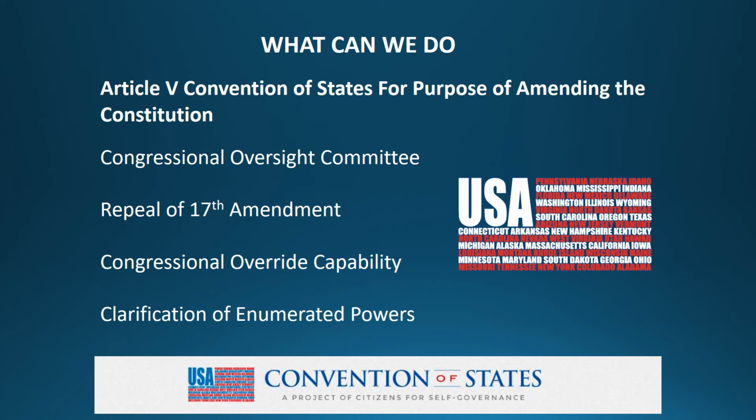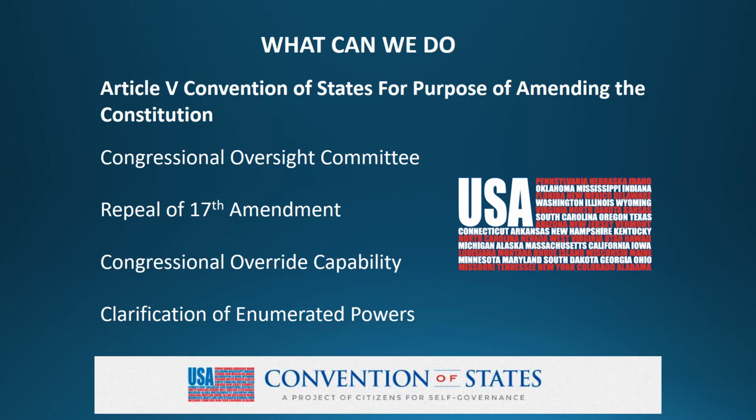The fourth suggestion would be a congressional override. With a 3/5 vote of the state legislatures, states could override federal statutes. And fifth would be clarification of enumerated powers.